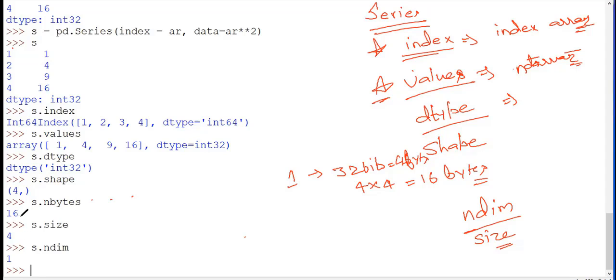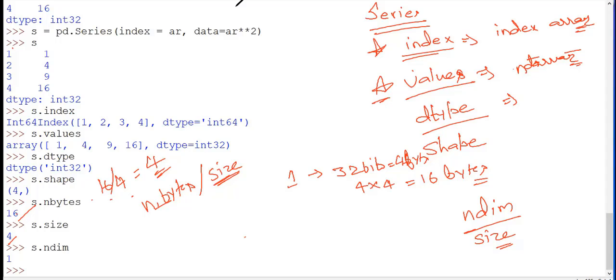So how can we get the item size? Divide this by this. You can easily come to know, 16 divided by 4, what the item size is. So number of bytes divided by the size, you will get the data type's item size.